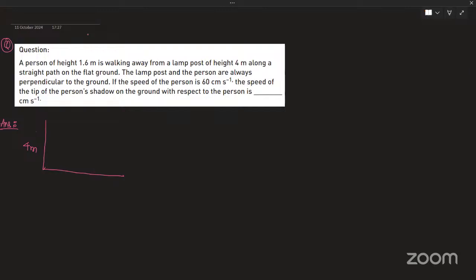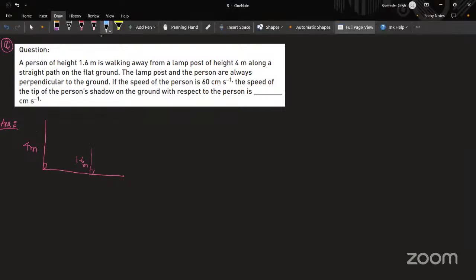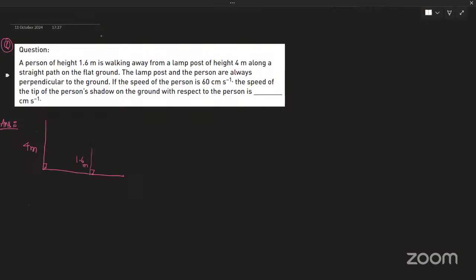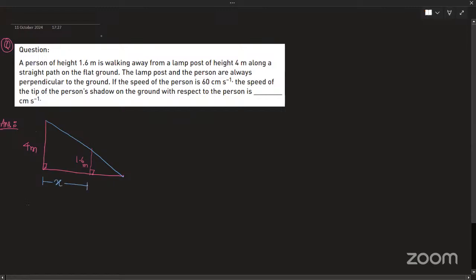Just a minute, I'll draw it. So this height is 1.6 meters. The lamp post and the person are always perpendicular to the ground, obviously. And the speed of the person is 60 centimeter per second. It is asking the speed of the tip of the person's shadow on the ground with respect to the person. So again, we will assume this length to be x, and this to be y. We will try to establish a relation between y and x, right?